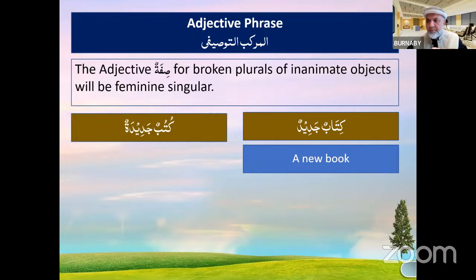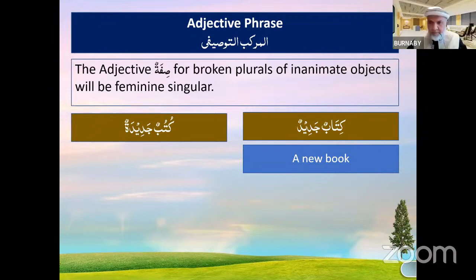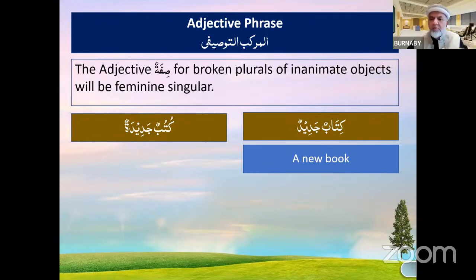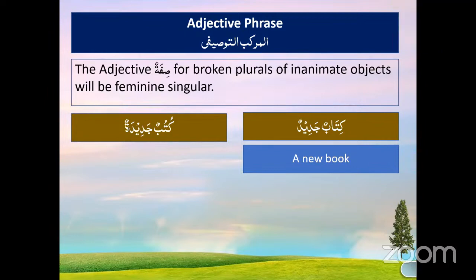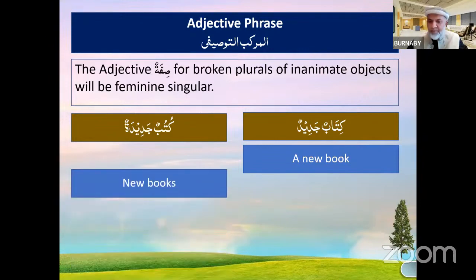Is kitab male or female? Male. Kitab is male. Then why the quality? We said they have to follow each other in all four properties. We said kitabun jadidun, male. We did not say kitabu jadidatun. Did we say that earlier? No. But they're saying there is an exception to the rule. When it is a broken plural and it is of a non-living kind, then the quality will always be feminine singular. So, kutubun jadidatun.